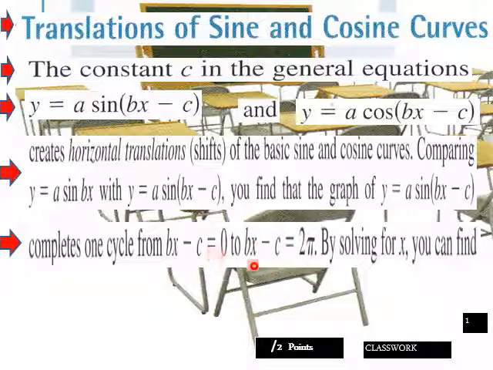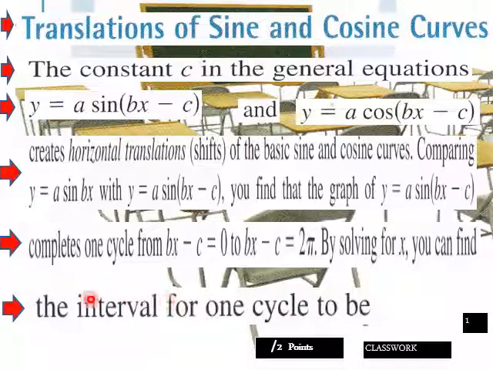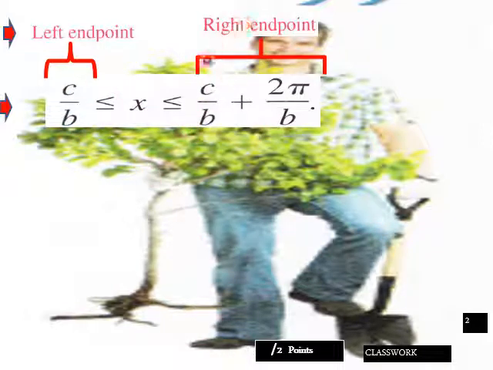c equals 2 pi. So we have kind of like a zero situation here, solving for zeros, and then 2 pi. By solving for x, you can find the interval for x to be c over b less than or equal to x, so this will be your left endpoint here, and then over here will be your right endpoint, c over b plus 2 pi over b. So we have a lot of symbols here to take heed of.